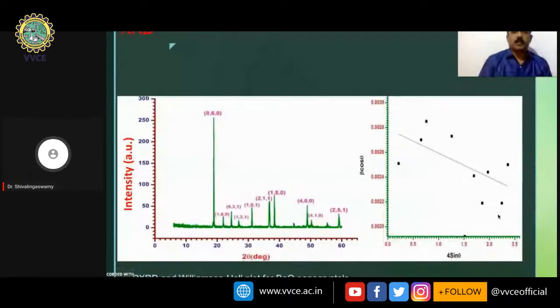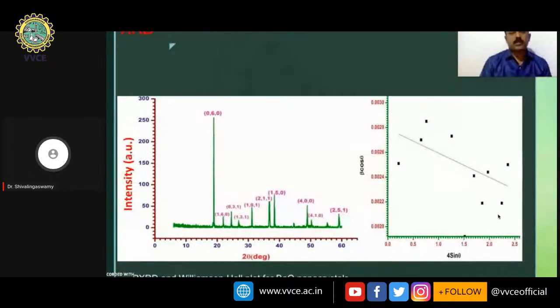We use X-ray diffraction for two important reasons. One is to identify the arrangement of atoms or molecules in a material. I told you, all the three classes which we discussed in the classification of the nanoparticles could be crystalline or amorphous.